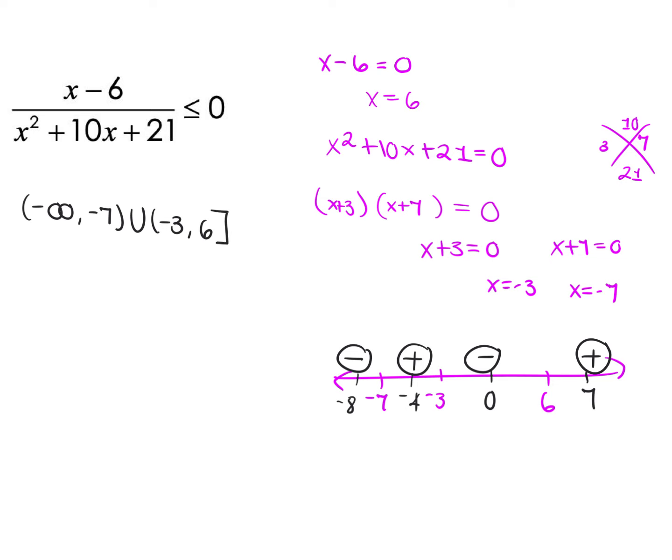But we're including 6 because this is when f of x is less than or equal to 0. And x equals 6 is a 0. So you include your zeros. You don't include the vertical asymptotes.